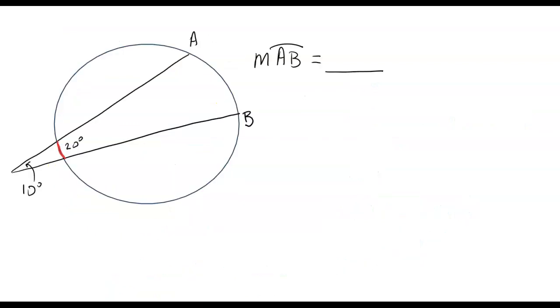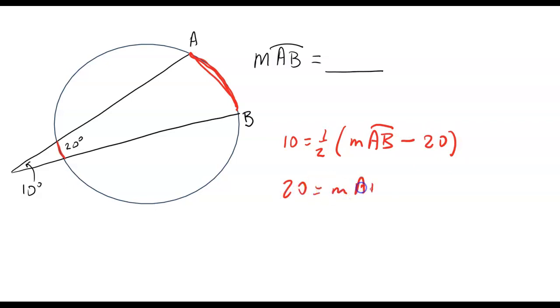So let's do some quick examples here. Here's an angle formed by two secants. It's outside the circle, so it's going to be half the difference of the intercepted arcs. So here's one intercepted arc, and here's another. So set up the equation. 10 degrees is equal to half the measure of arc AB, that's what we're looking for, minus 20. Multiply by 2, so 20 equals the measure of arc AB minus 20, add 20, and we get that the measure of arc AB is 40.